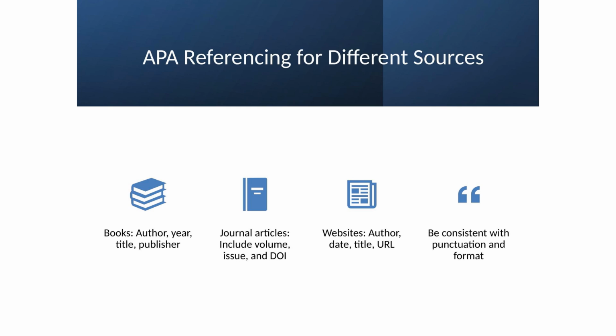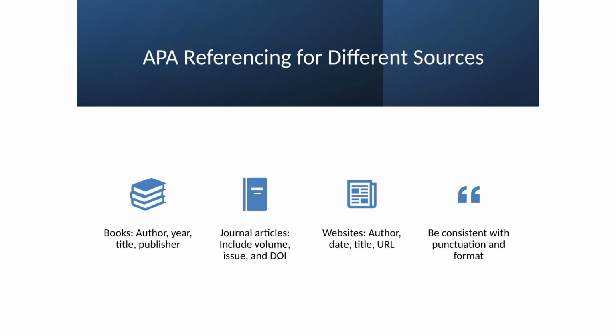Different sources require different APA formats. For books, the format is author, initials, year, title of work, publisher. For journal articles, include volume, issue, and a DOI if available. Author, initials, year, title of article, journal name, volume, issue, pages. https://doi.org/xxx. For websites, APA requires the author, if known, date, title, and the direct URL. Author, initials, year, month, date. Title of page, site name, URL. If no author is available, use the title in the author position.